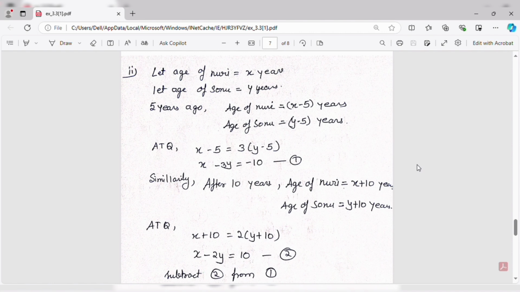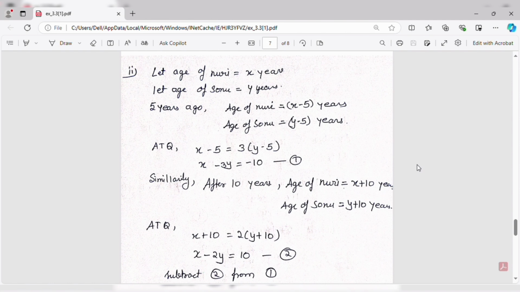5 years ago, age of Noori would be x minus 5 and age of Sonu would be y minus 5 years. So according to question, we will take x minus 5 equal 3 times y minus 5, and the equation would be x minus 3y equal minus 10.